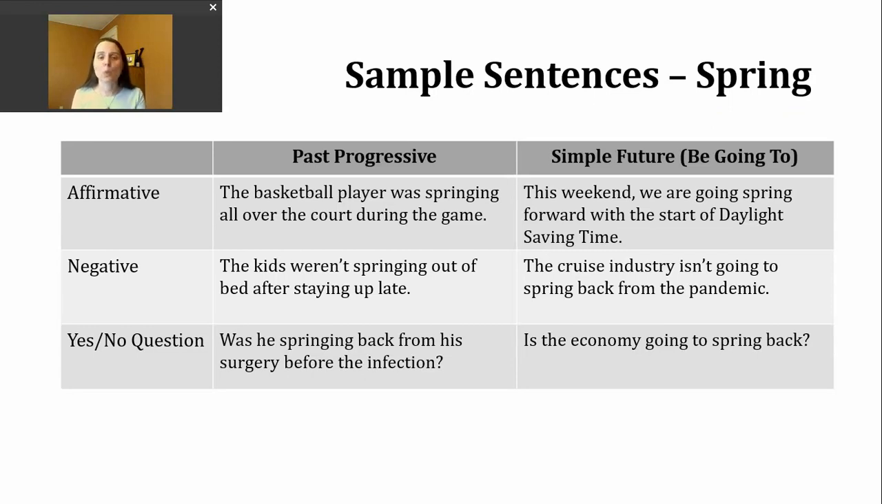Here's an example. The kids weren't springing out of bed after staying up late. Okay, so this idea, they're not ready to get up, right? They probably felt tired. If I want to make a yes or no question in the past progressive, I want to start with my be verb.